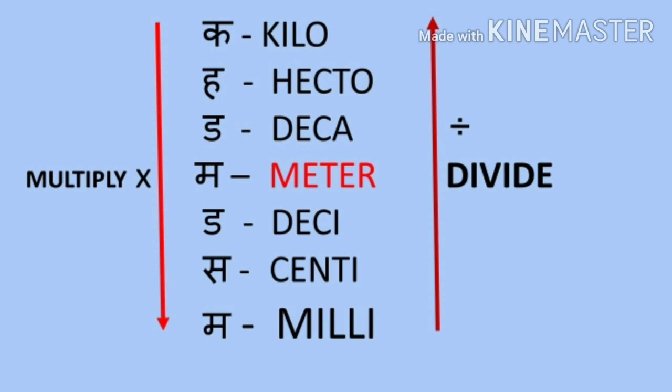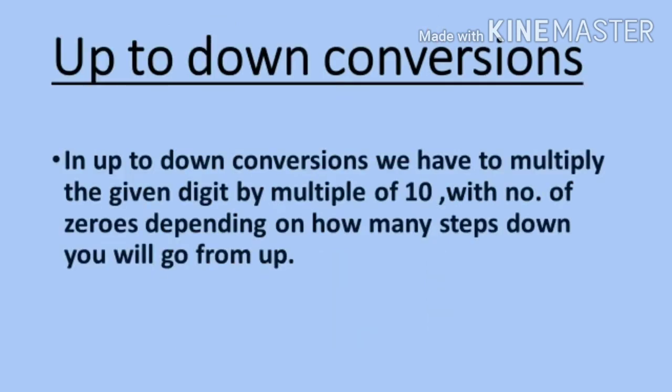If you have to convert any upper value from the chart to the lower value, then you have to multiply, like kilo to milli, you have to multiply. But in reverse, if you have to convert any smaller value into higher value, then you have to divide. In up to down conversions, we have to multiply the given digit by a multiple of 10 with number of 0s depending on how many steps down you will go from up.